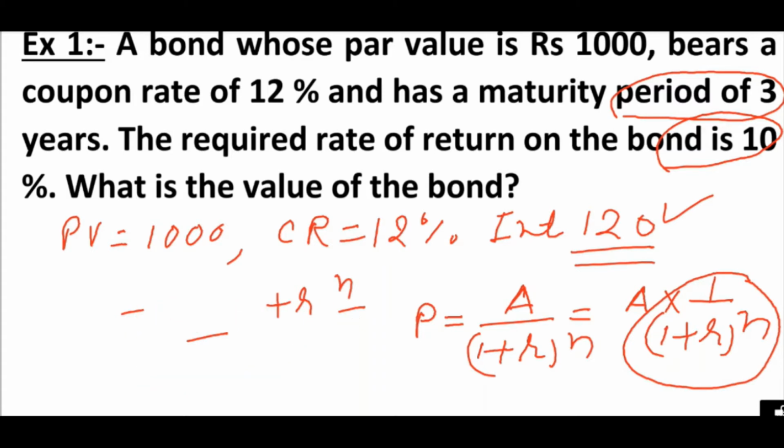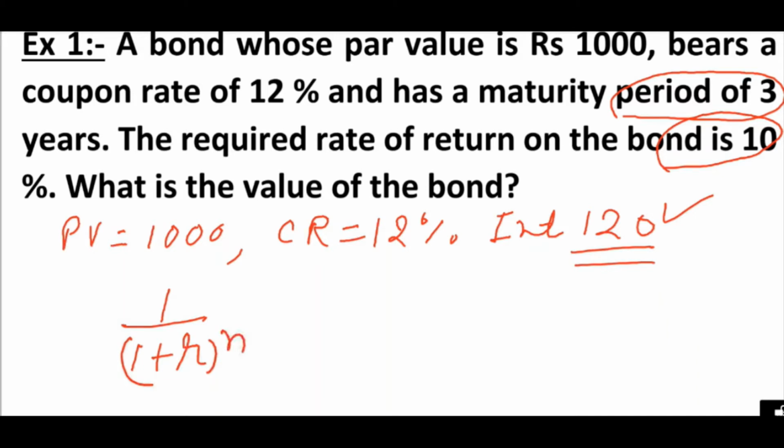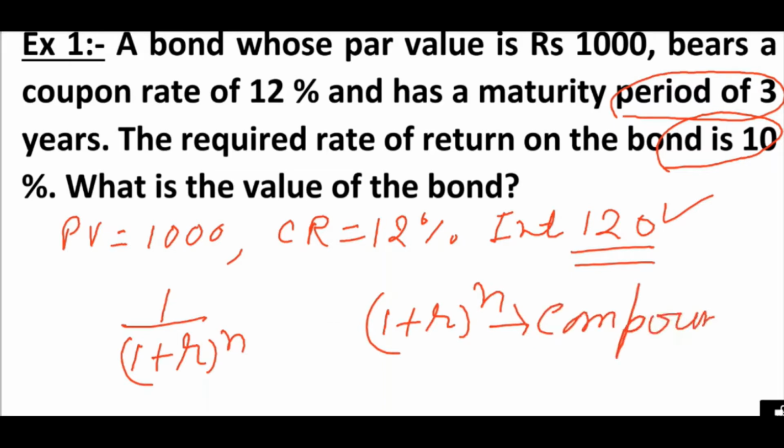You must keep this in mind, because one question was asked somewhere a year back: what is the discounting factor, or which of the following is a discounting factor? The discounting factor is nothing but 1 divided by (1 plus r) to the power n. Don't get confused: (1 plus r) to the power n is known as the compounding factor, which is why we are finding the compound interest. And 1 divided by (1 plus r) to the power n is known as the discounting factor.